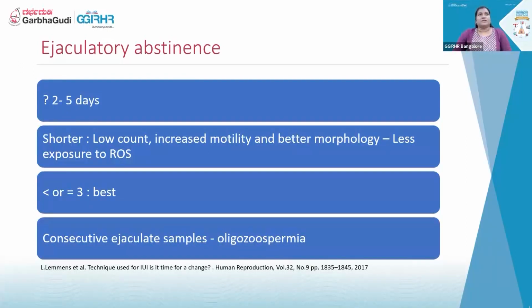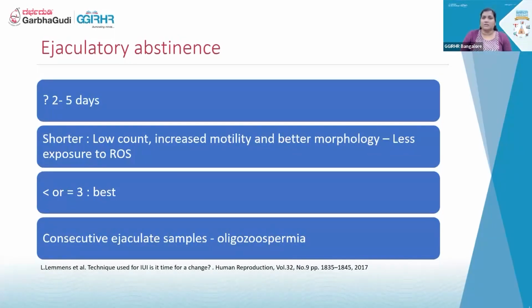Usually, we advise the patients to have 2 to 5 days of abstinence. With very short abstinence, the problem is there will be a low count, but we'll have good motile sperms and better morphology, especially if the DNA fragmentation is high for the patient. It's better to have a shorter abstinence period. So we usually advise the patient to have 3 days or less abstinence period. That will be the best sample.